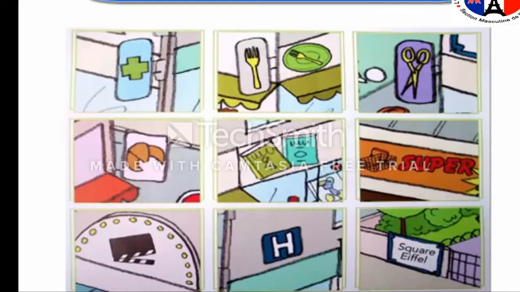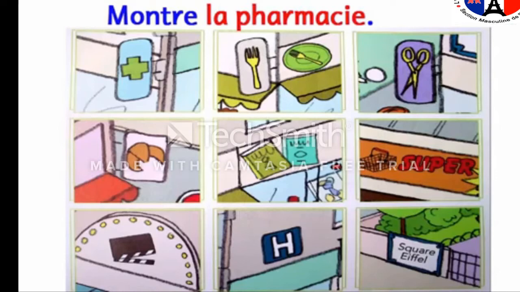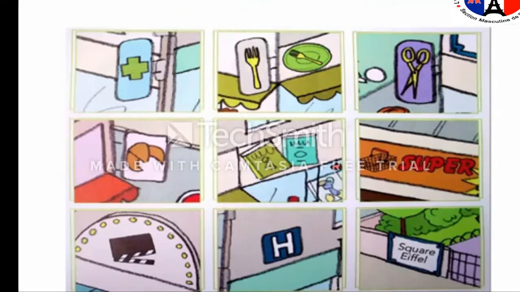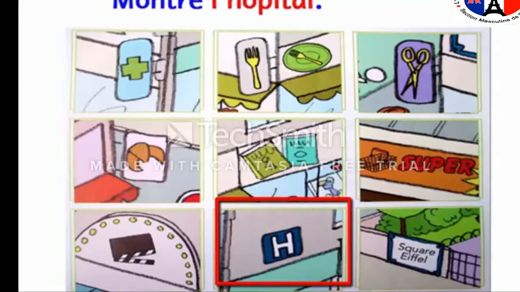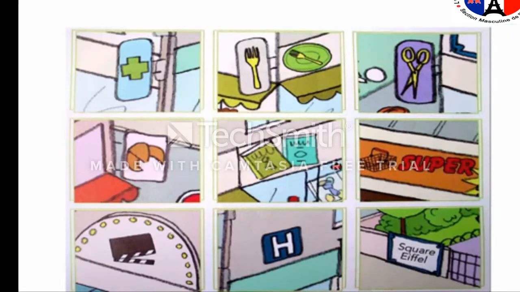Activité 1. Écoute et montre. Exemple. Tu veux acheter un livre? Montre la librairie. C'est un symbole tout vert. Tu as mal au ventre? Montre la pharmacie. Chut, silence. Il y a des malades. Montre l'hôpital. Ça sent bon les croissants. Montre la boulangerie.